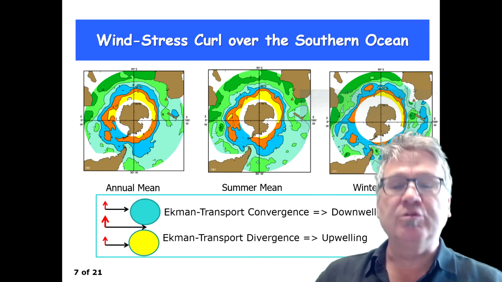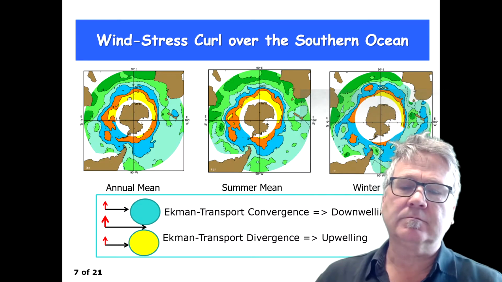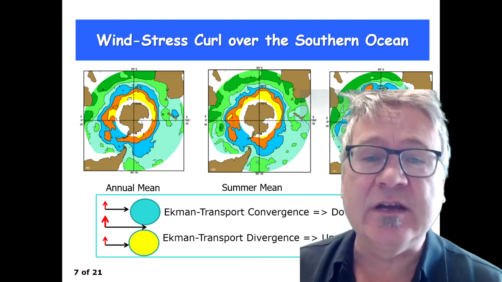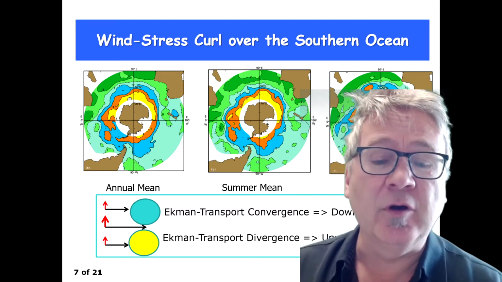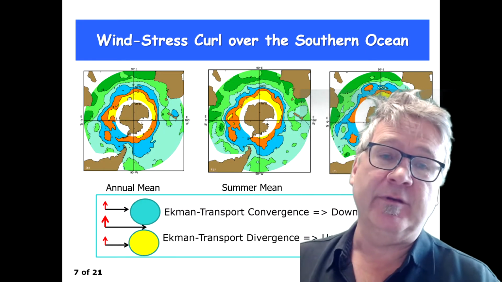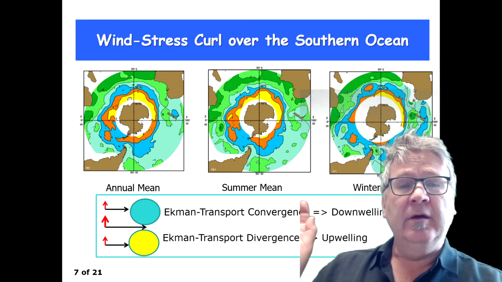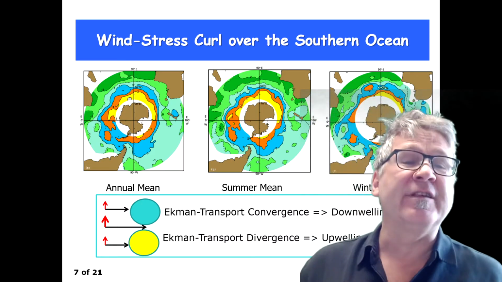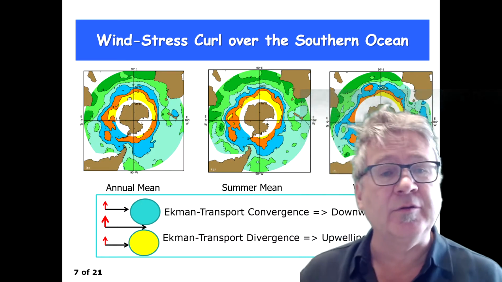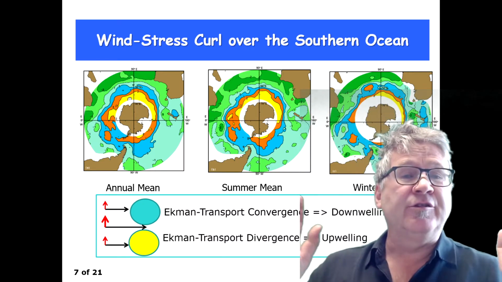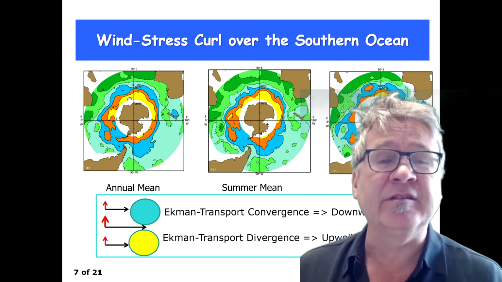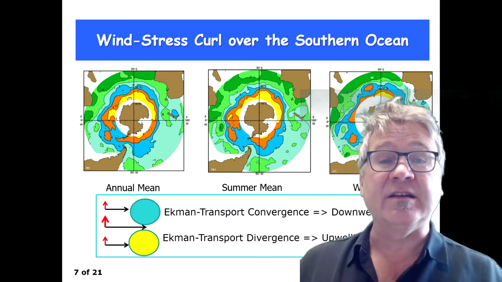So how does the ocean respond to that? The ocean responds to wind stress in terms of Ekman transports. Okay, you have a wind stress, you get Ekman layers. The Ekman transport is perpendicular to the wind direction, and the magnitude of the transport is proportional to the wind stress.